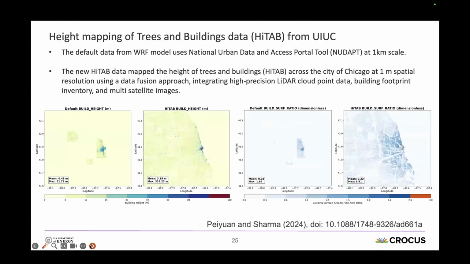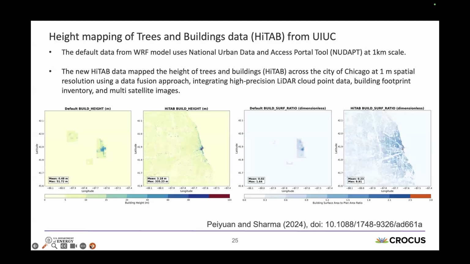With the model resolution of 80 meters, more detailed data on urban morphology is required for accurate urban microclimate simulation. The vertical dimension of urban morphology, particularly the height of trees and buildings, has a significant impact on the wind flow in the urban street canyons and the thermal environment of the urban fabric, which in turn affects the overall microclimates. As shown here, the default urban data used by the WRF model relies on the NUDAPT data at the 1 kilometer scale, which also does not cover the entire Chicago region.